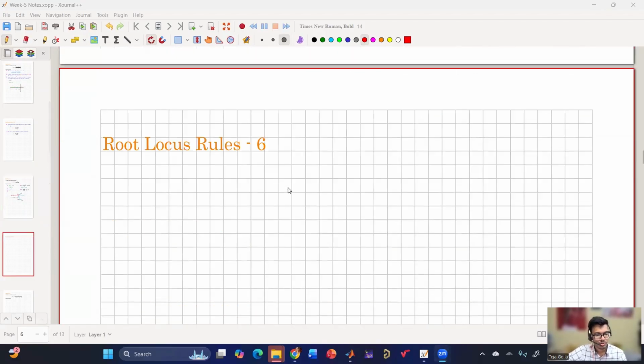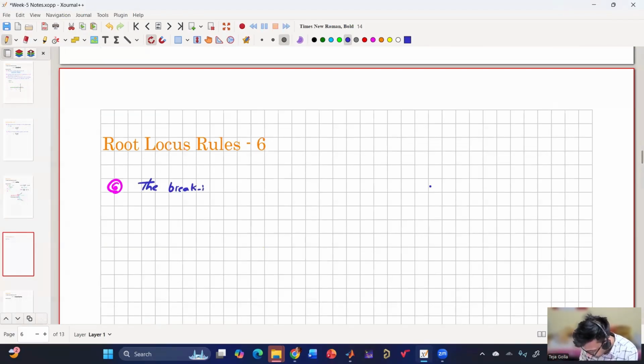Okay. So now let us move to rule 6. Rule 6 is called break-in and breakaway point. So what is break-in or what is breakaway? The break-in or breakaway point can be calculated by solving dk by ds equals 0.